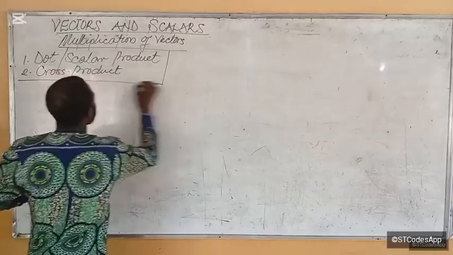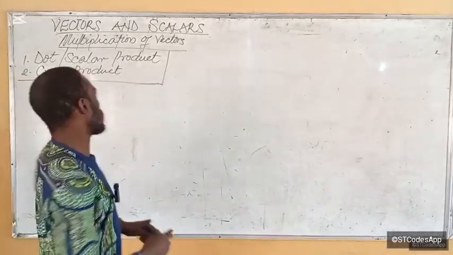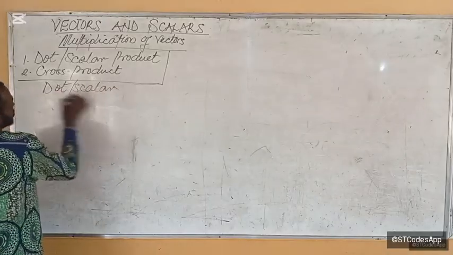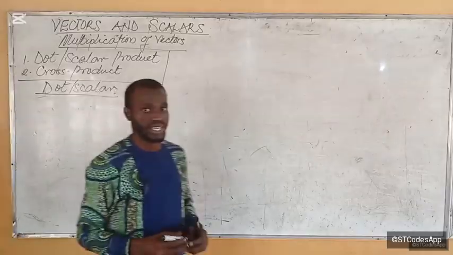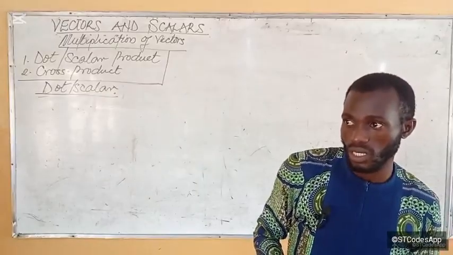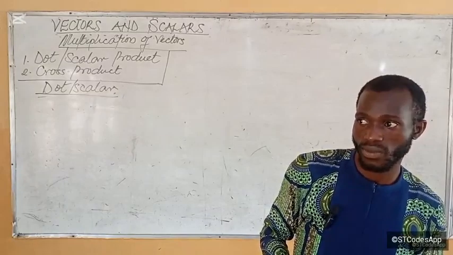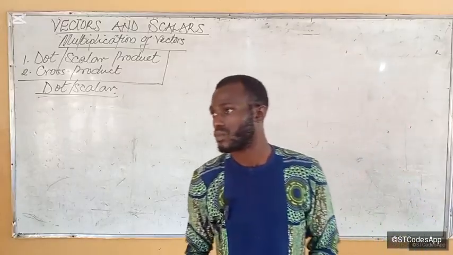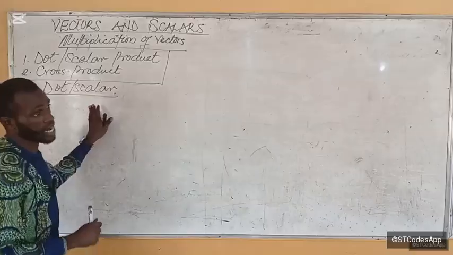So now I'm going to explain to you how scientists came about what is called the dot product. First, know that the dot product is the sort of multiplication that gives rise to another scalar. Is that okay? The dot product gives rise to another scalar quantity.